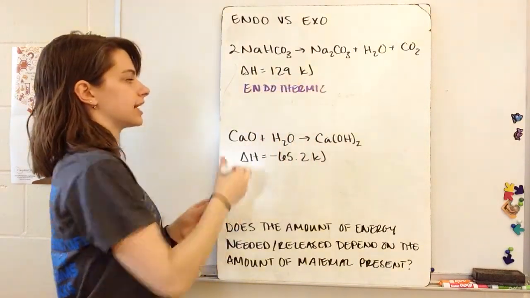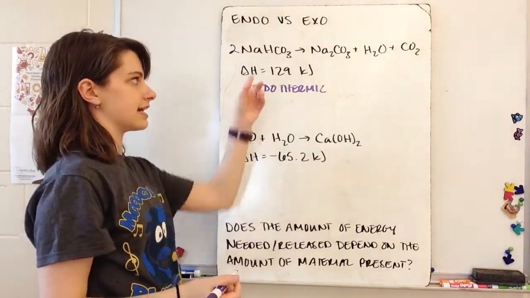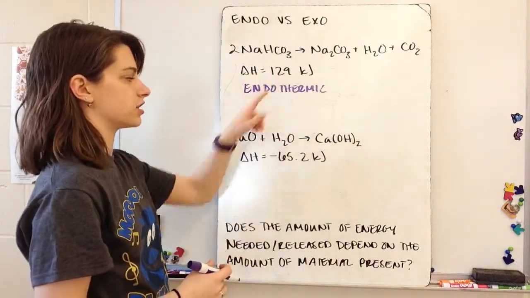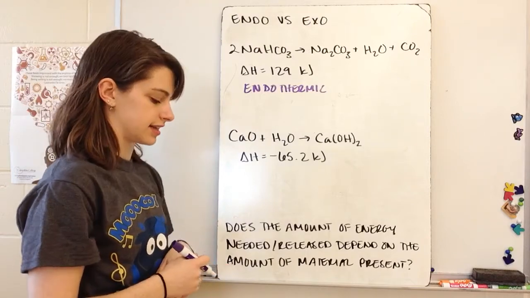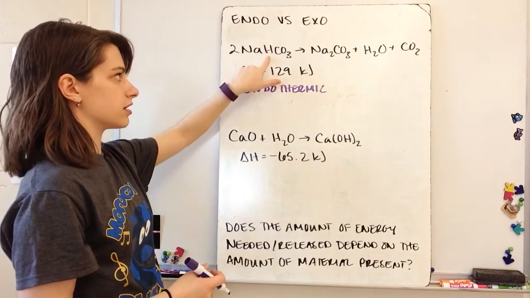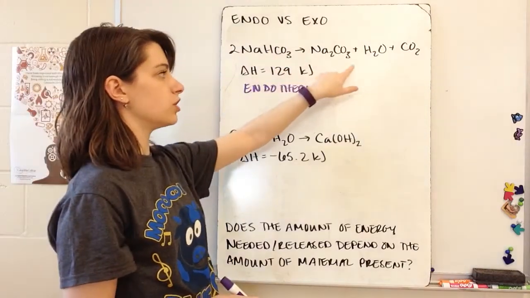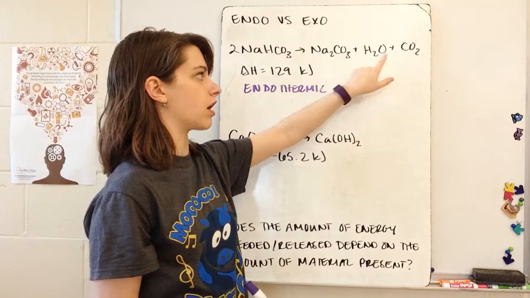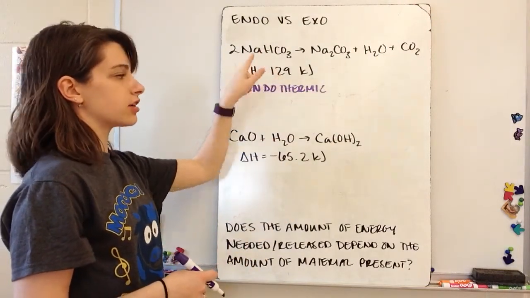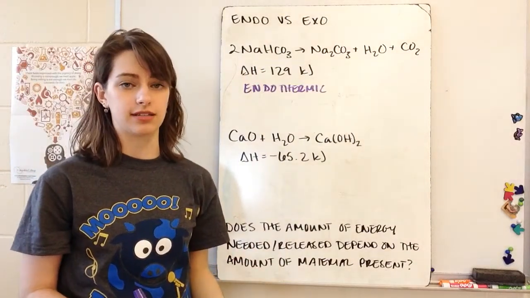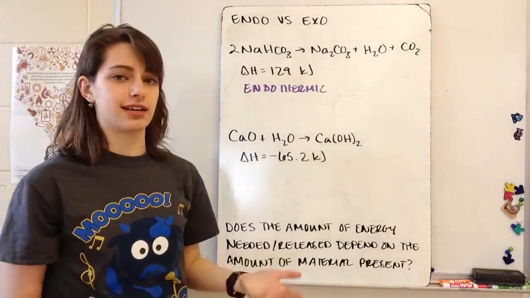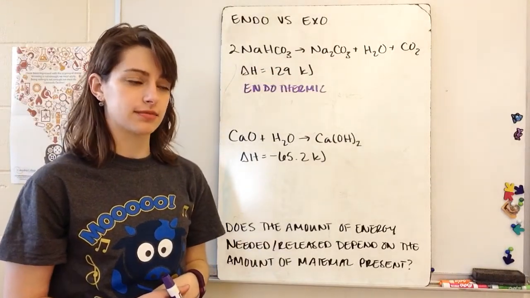And we know that from looking at this delta H value. We can't decide that simply by looking at the reaction. The reaction itself doesn't tell us that. It's this delta H value that tells us whether or not it's endothermic. So what this means is we are breaking bonds here with our sodium bicarbonate. We're forming new bonds to form the sodium carbonate, the water, and the carbon dioxide. Since it's endothermic, it's going to take more energy to break those existing bonds than we'll get back out when we form the new bonds. So it's this side that's going to win. It's going to take more energy to break those bonds.